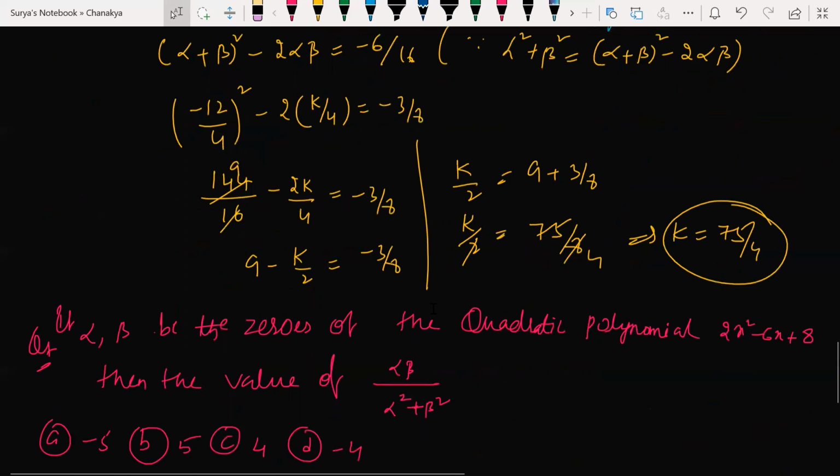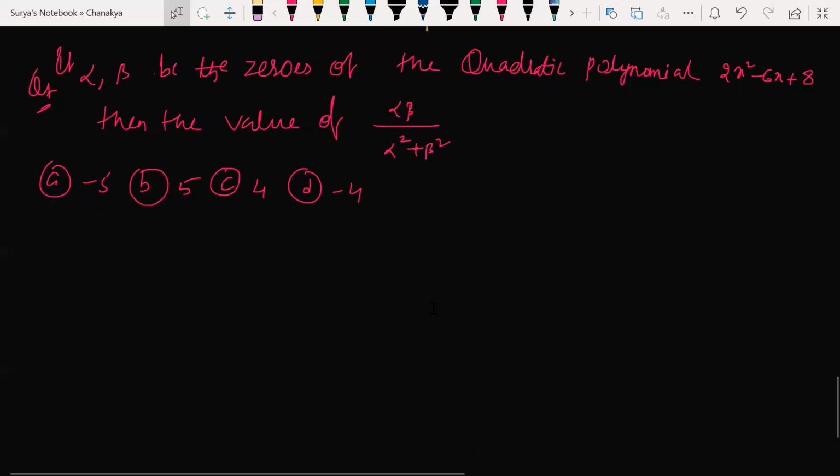Next question. If alpha and beta are the zeros of the quadratic polynomial, this one, then the value of this thing is what?